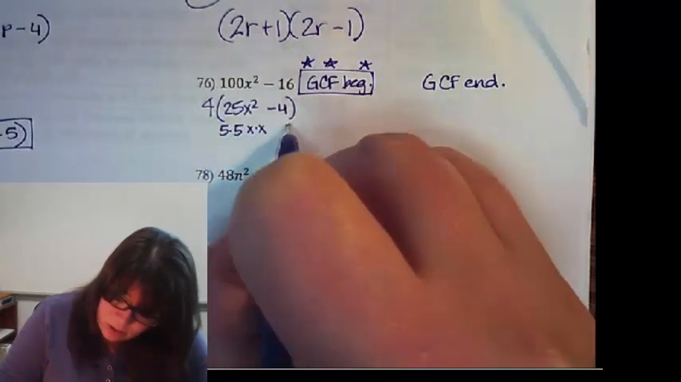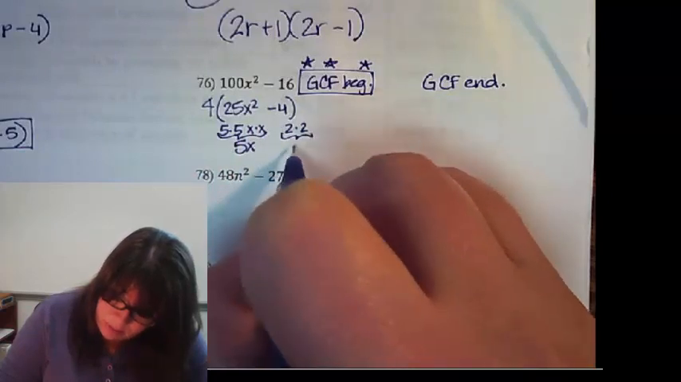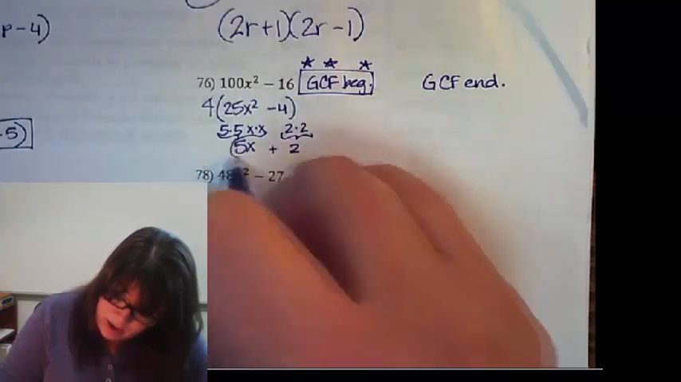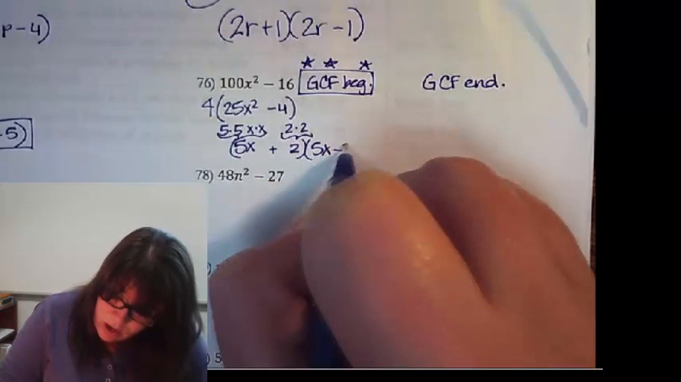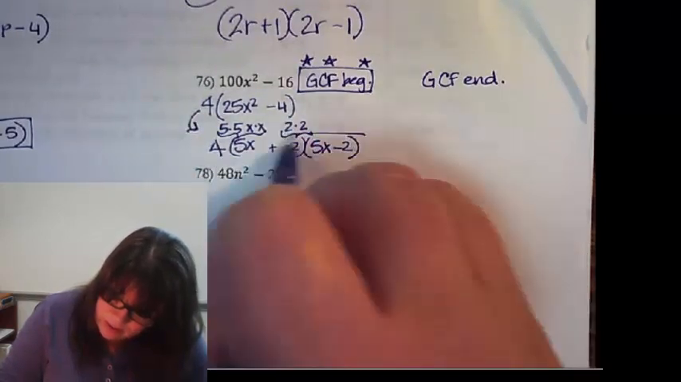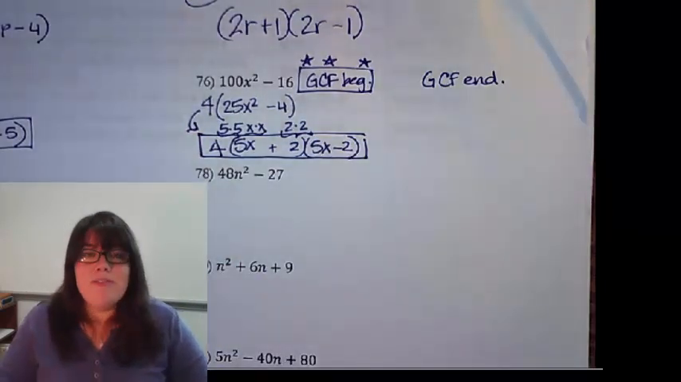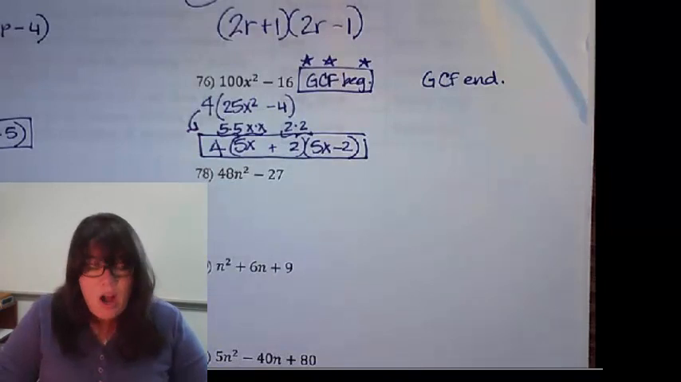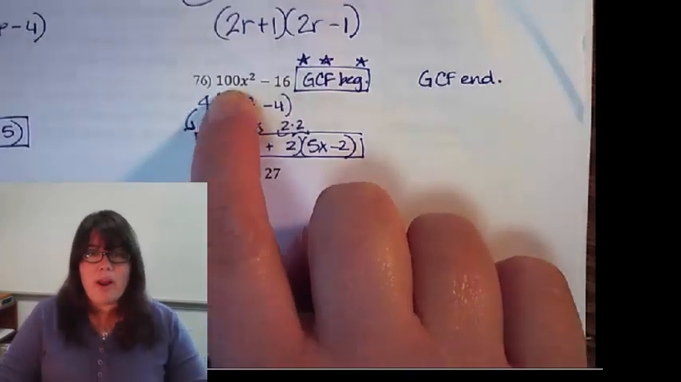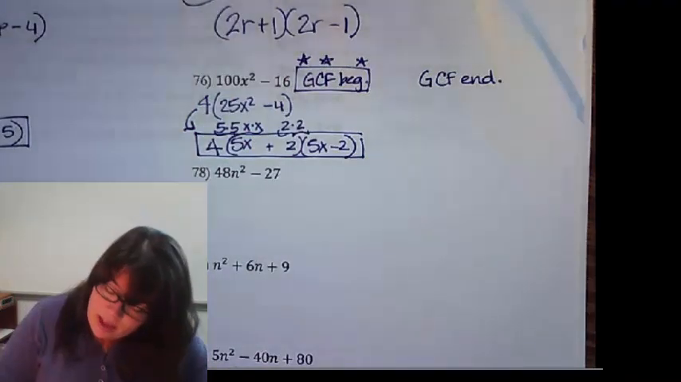This is 2 times 2. So I have 5x plus 2 and 5x minus 2. Don't forget to bring down my GCF. And there's my final answer. And that totally works. But what if you didn't catch it? What if you said, 100 is a perfect square, 16 is a perfect square, bam, difference of squares, I'm ready to rock and roll. Then you would do this.